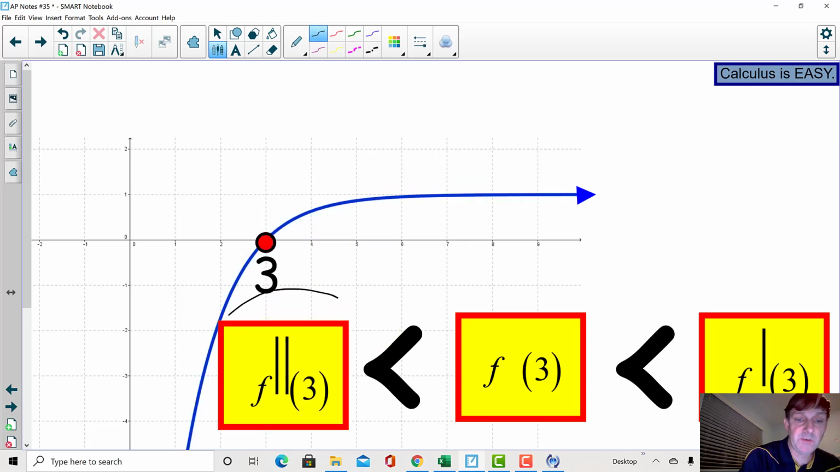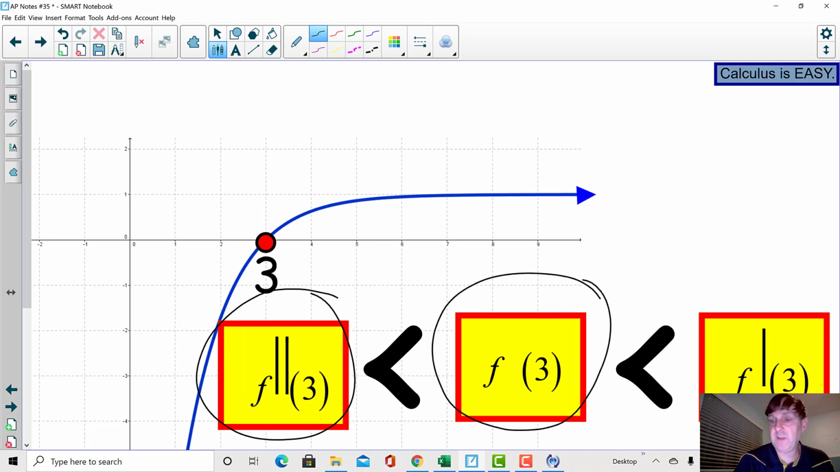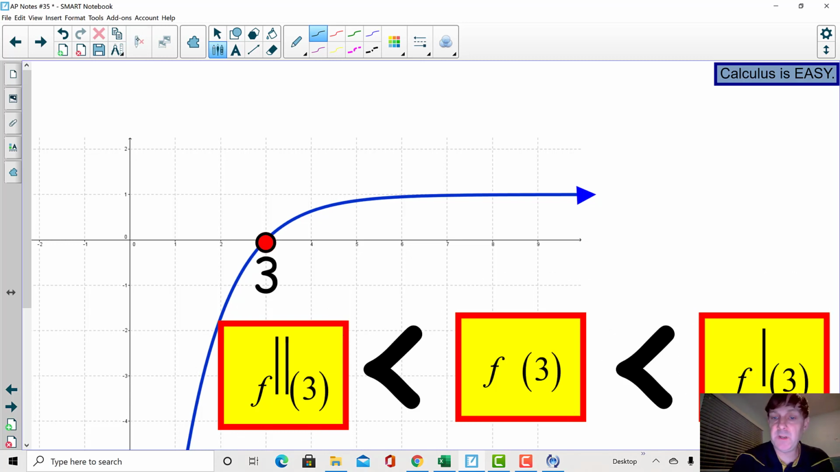Okay, so we're saying the second derivative is less than the value of the function, which is less than the value of the first derivative at x equals 3. The reason we know that is because f of 3 is 0, f prime of 3 is positive, and f double prime of 3 is negative. So this one was kind of like a little puzzle. We just had to put it in order.